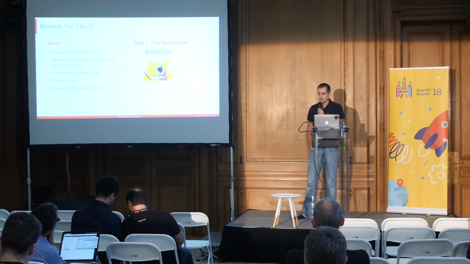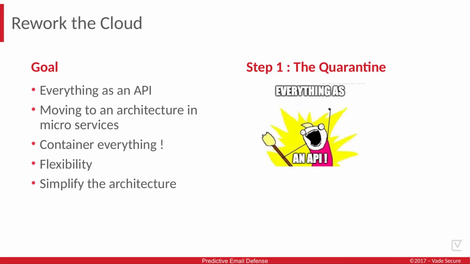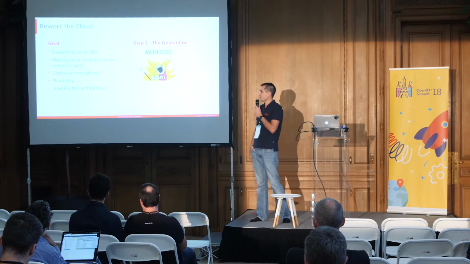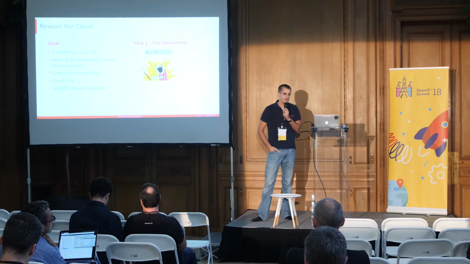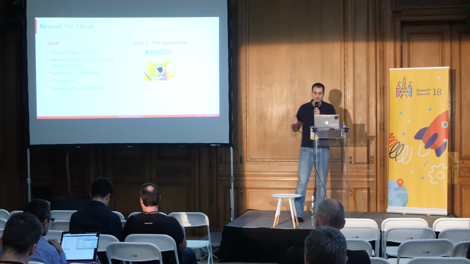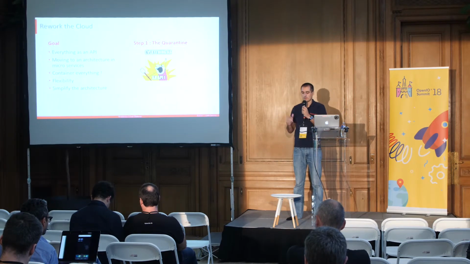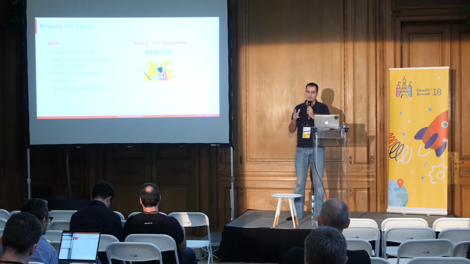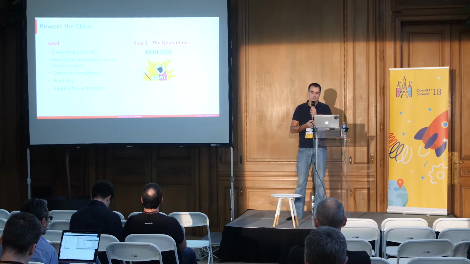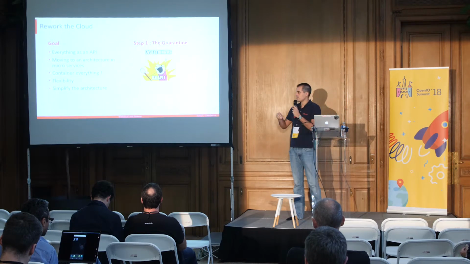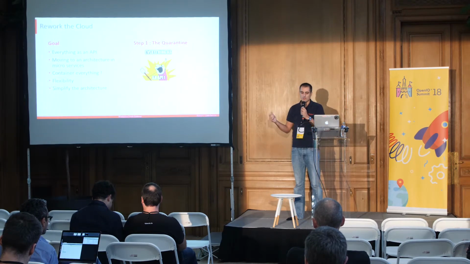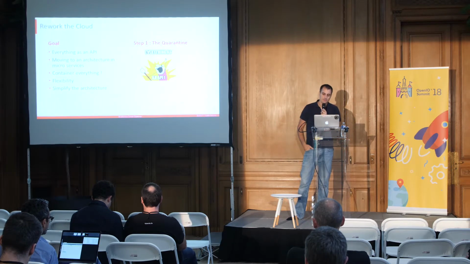So, 2 years ago, we decided to make a huge rework of our solution. It was a huge backend process, and we hired a new CTO, and his slogan was everything as an API. So that's good. That's why we moved to everything as an API, and we also wanted to move to a microservice type solution, and everything using containers. This was to give some flexibility and simplify the entire architecture.